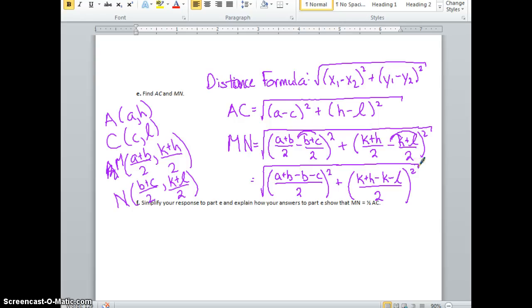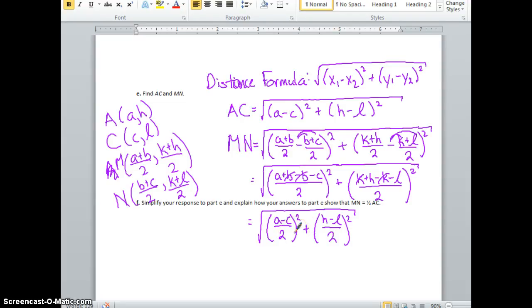Notice I have a B and a minus B. Go ahead and cross those out. I have a K and a minus K. Go ahead and cross those out. So that means that at this point, I can write it as A minus C over 2 squared plus H minus L over 2 squared. We're doing good. The next thing we're going to use, because remember, I'm trying to get to the point where I can show that this is half the length of AC, so I'm hoping to eventually take some halves out of this.